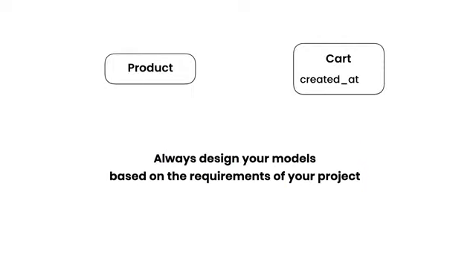Now, what else do we need here? Well, in every e-commerce application, we have the concept of a shopping cart, right? So we're going to have an entity or a model or a class called cart with an attribute called created at. Let's assume that we need to know when each cart is created, so every now and then we can do a cleanup and remove carts that are 30 days old. I just made this up, but in a real scenario, you should always design your models based on the requirements of your project. Don't make up your own rules, okay?